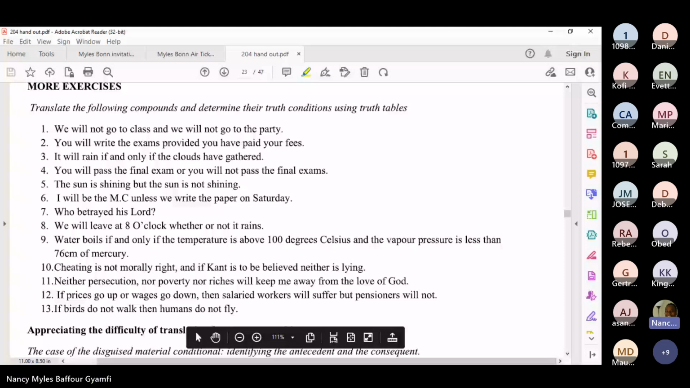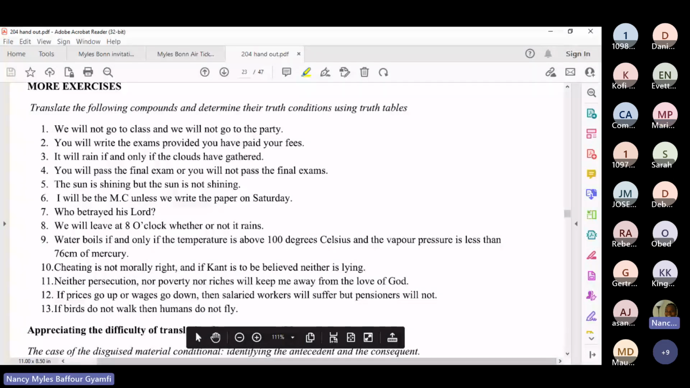P or Q. But if you want to use if-then to capture the same thing, it's still possible. Interpret it: I'll be the MC unless we write the paper on Saturday. So if we write the paper on Saturday, then I will not be the MC. You'll have to look at the interpretation to generate a conditional from that.